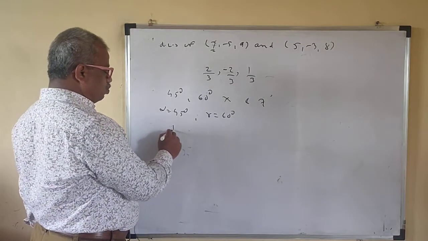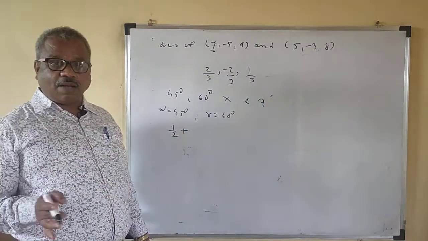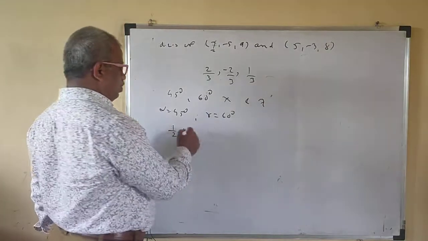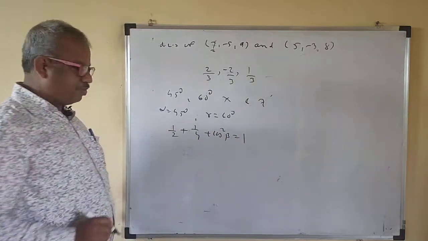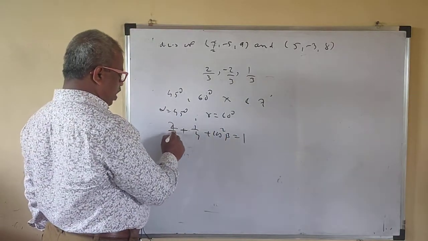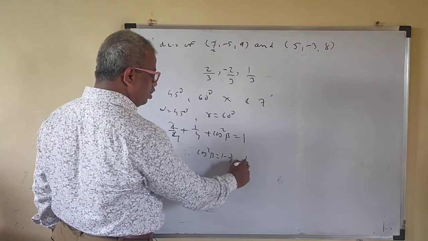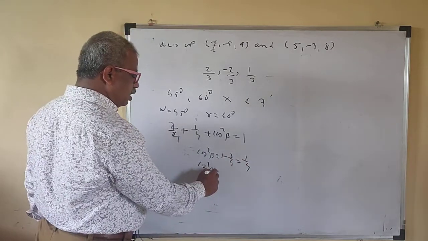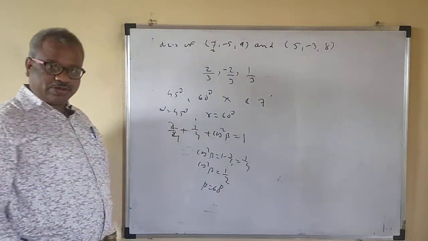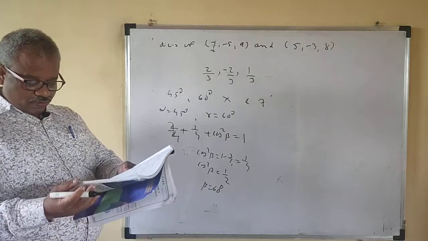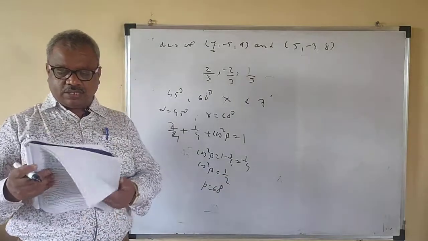Cos 45 is 1 by root 2, so the square is 1 by 2. Cos 60 is half, so its square is 1 by 4. So 1 by 2 plus 1 by 4 plus cos square beta equals 1. That is 3 by 4, so cos square beta is 1 minus 3 by 4, which is 1 by 4. So cos beta is plus or minus half, and beta is 60 degree or 120 degree. Check which one it is, and that will be your angle. If two angles are given, you can find the third angle with this.